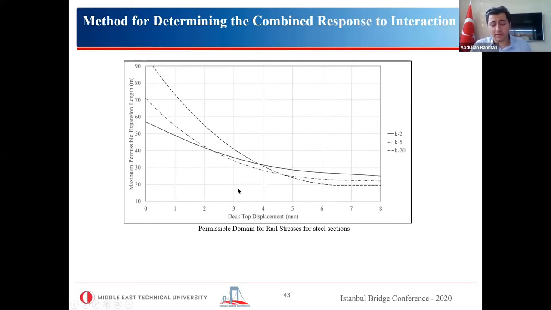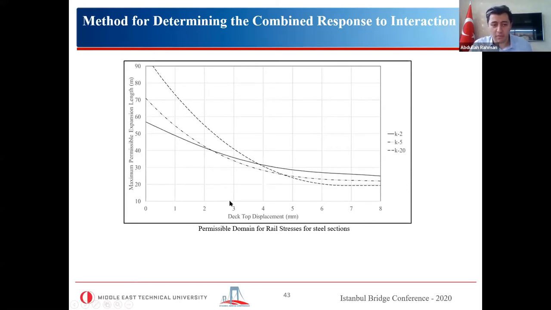After calculating your top deck displacement, you can just come to your substructure longitudinal stiffness. Then you will see whether it is okay. If it's not okay, you may increase your bridge deck bending stiffness, so you can lower your top deck displacement, which allows higher spans, or you can increase the substructure longitudinal stiffness.